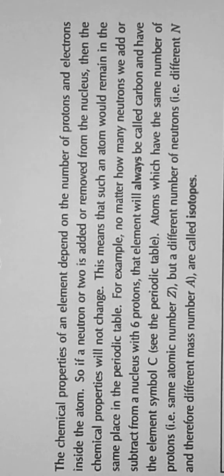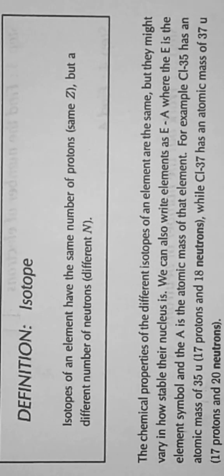So we're going to look at the definition. Definition of isotope: isotopes of an element have the same number of protons, the same atomic number, but a different number of neutrons, a different atomic mass. So the chemical properties of the different isotopes of an element are the same, but they might vary in how stable their nucleus is.